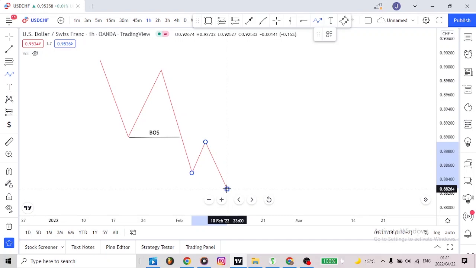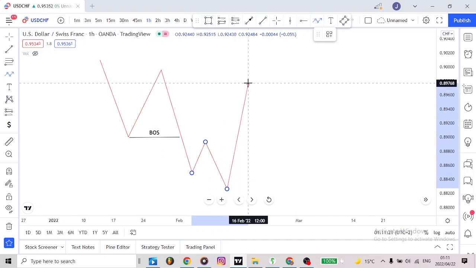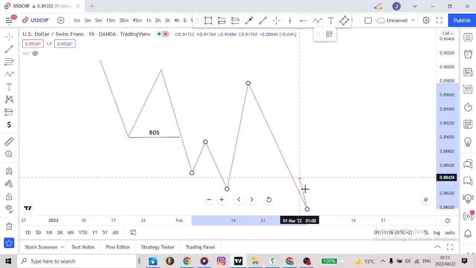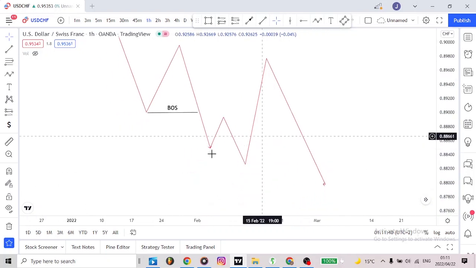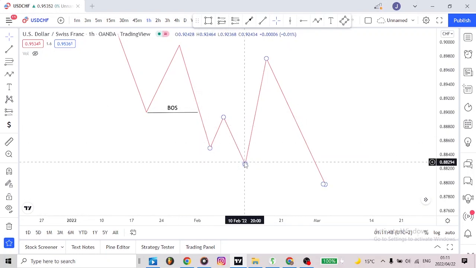So what normally happens after the shallow pullback is that you'll see the market push again all the way up. Now this time this becomes what? That now becomes a deep pullback and then continue towards the downside, taking out the previous low. So someone here will be like, okay, this was a break of structure and then this was a pullback and then this was also a break of structure.